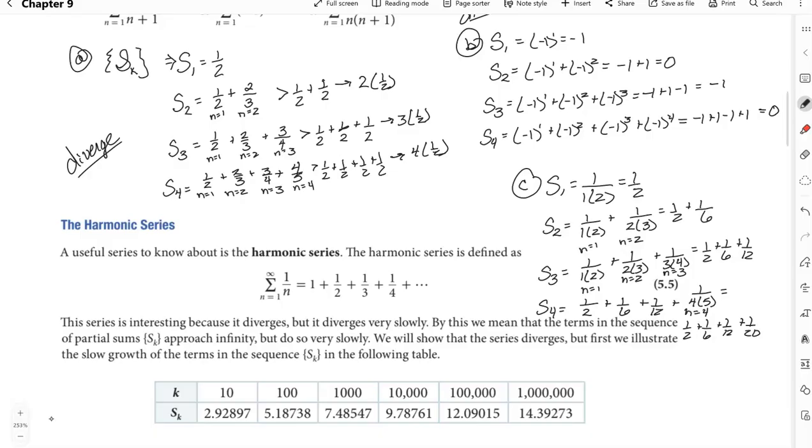And we could plug these in the calculator to get a decimal representation. So this is 1/2, right? If I have 1/2 plus 1/6, that's 2/3. So 0.6 repeating or 0.67. If I have 1/2 plus 1/6 plus 1/12 for that third partial sum, that's going to be 0.75.